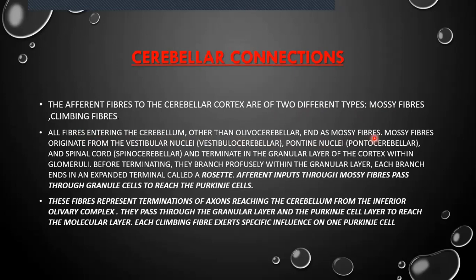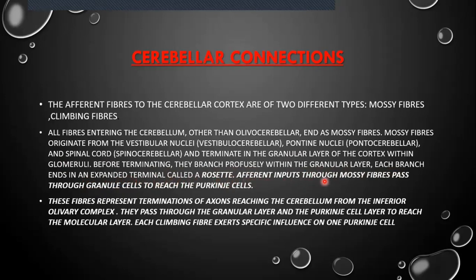So all fibers which enter the cerebellum, such as the vestibulocerebellar, pontocerebellar, spinocerebellar, all those pathways, all those tracts, terminate as mossy fibers, and they usually terminate in the granular layer of the cortex within the glomeruli. Remember, the terminal end of the mossy fiber will dilate to form the rosette in the cerebellar glomeruli. Before terminating, they usually branch profusely within the granular layer. Each branch ends in an expanded terminal called the rosette.